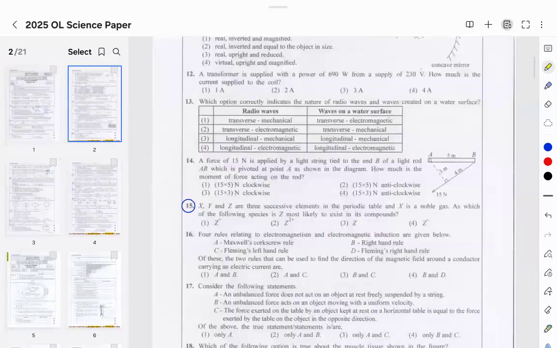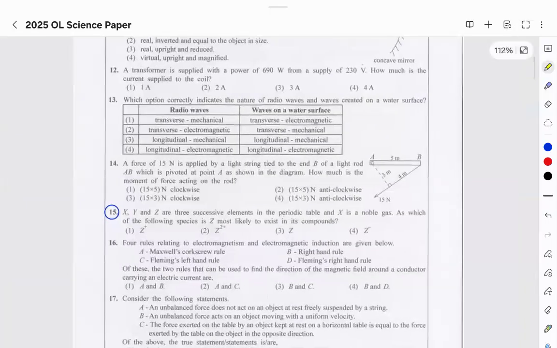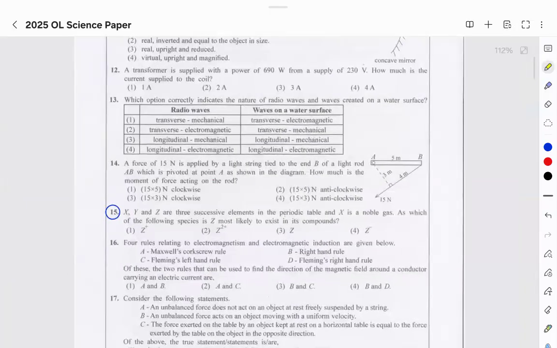They have given X, Y, Z are three successive elements in the periodic table, and X is a noble gas. Which of the following species is Z most likely to exist as in its compounds, right? Then what could be the answer? Yes, tell me, students.